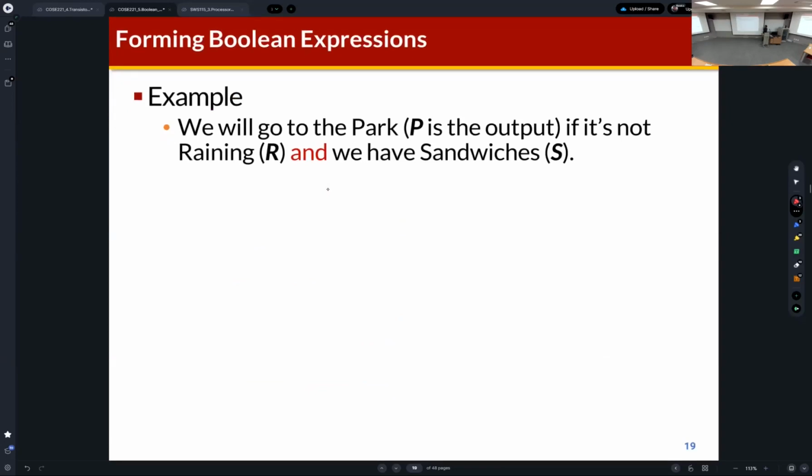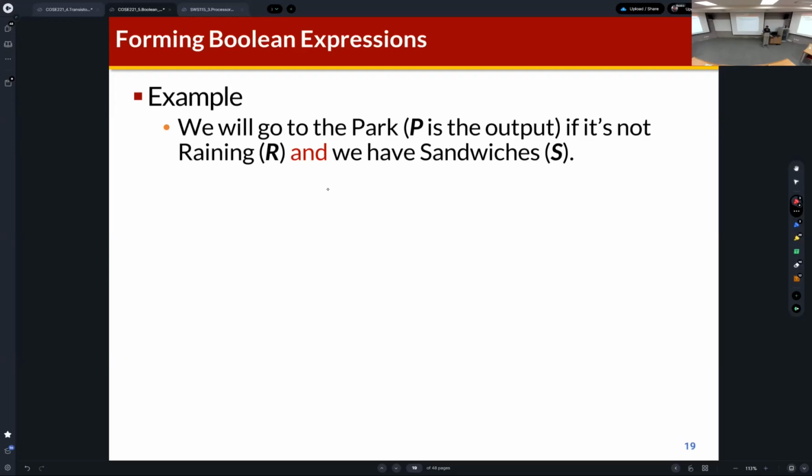And then this is another example. We will go to the farm and please the output if it's not raining and we have a sandwich. Then how can you generate the Boolean equation from this example? Actually, we can think straightforwardly. It's very easy.